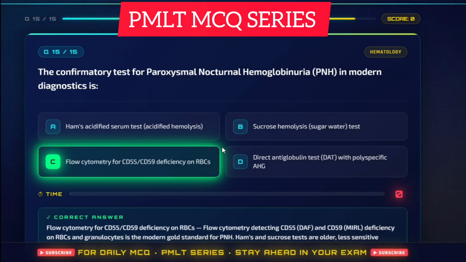The correct answer is C. Flow cytometry detecting CD55, DAF, and CD59, MIRL, deficiency on RBCs and granulocytes is the modern gold standard for PNH. Ham's and sucrose tests are older, less sensitive methods.